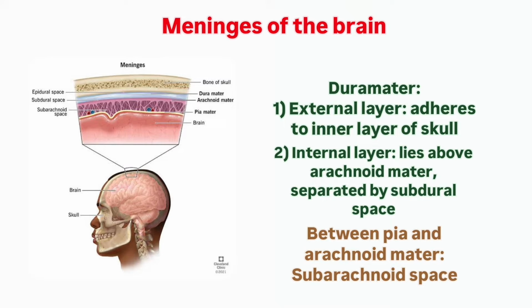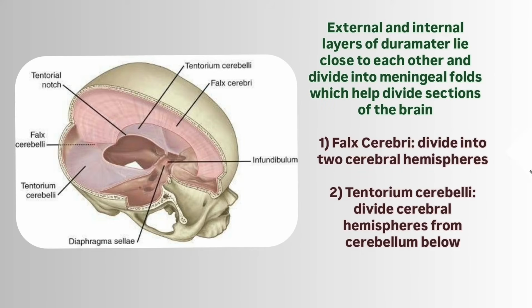Dura mater consists of two layers, the internal layer and the external layer. The internal layer lies above the arachnoid mater and is separated by the subdural space. Then the external layer adheres to the inner layer of the skull. Now the two layers of the dura mater lie close to each other and divide into meningeal folds which help divide the sections of the brain.